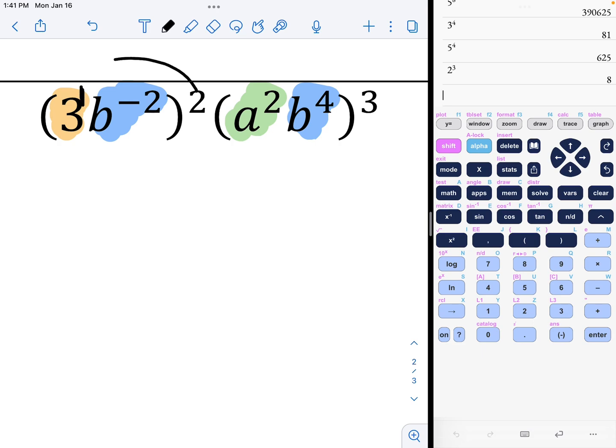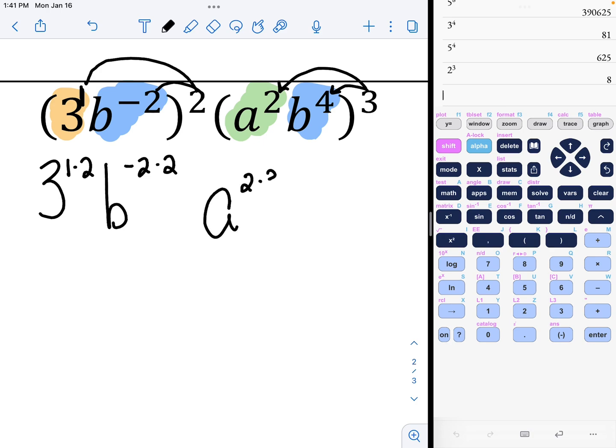So this outside 2 goes here and here. I'm going to do that first. 3 to the 1 times 2, B to the negative 2 times 2. And now I'm going to take this and go here and here. I didn't need any missing ones. A to the 2 times 3, B to the 4 times 3.